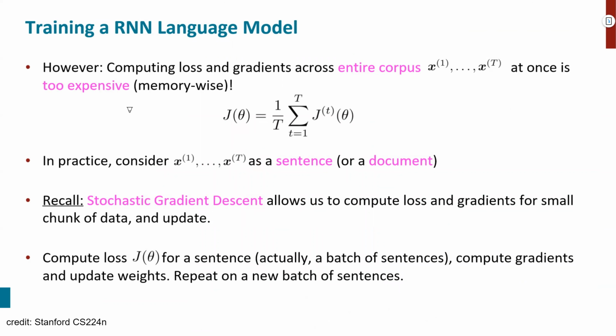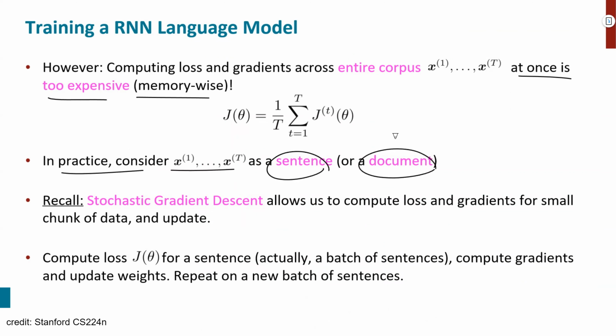Okay, and computing loss and gradients across the entire corpus at once is too expensive in respect of memory. In practice, consider just a sentence or a document rather than the whole corpus. And recall stochastic gradient descent allows us to compute loss and gradients for a small chunk of data and update. And we compute loss for a sentence, actually a batch of sentences, compute gradients and update weights. Repeat on a new batch of sentences.